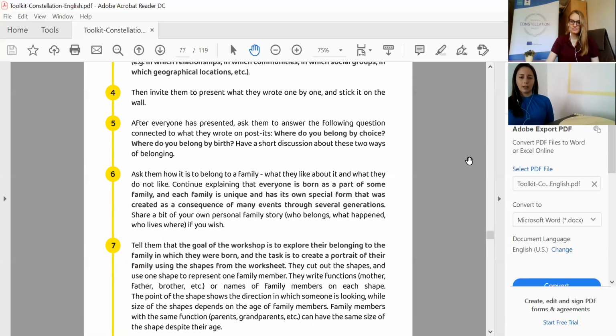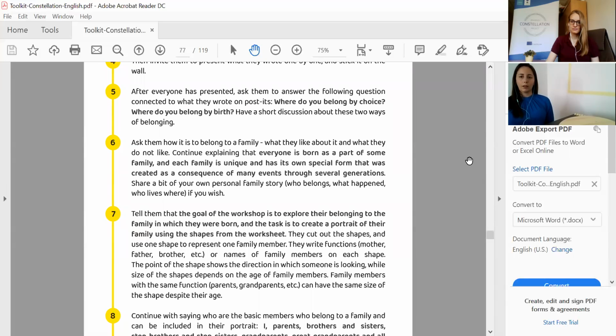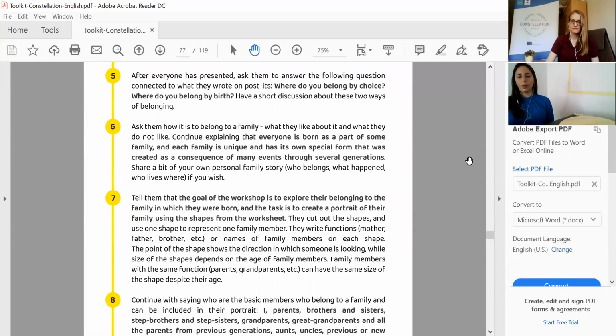Then they were introduced to who is considered to be a part of the family, so who are all of those members who belong to a family system. And we were talking about how the family they were born into has an impact on their life, what they like about their families, what they dislike, maybe they're not very satisfied with it.